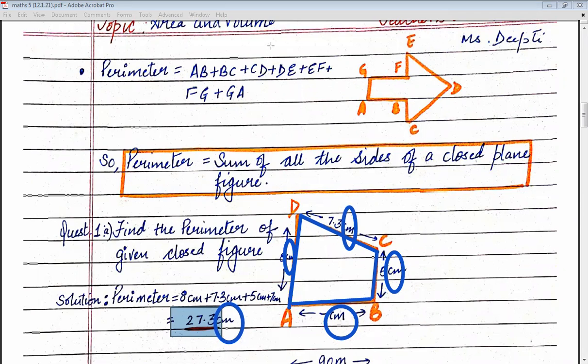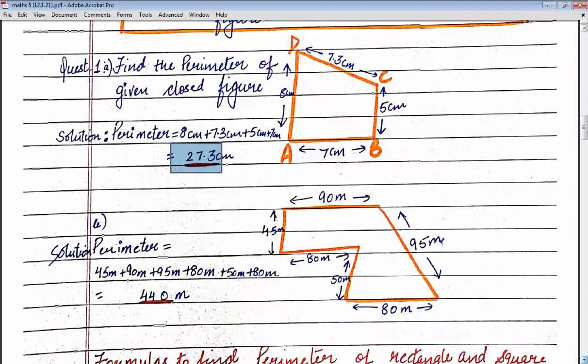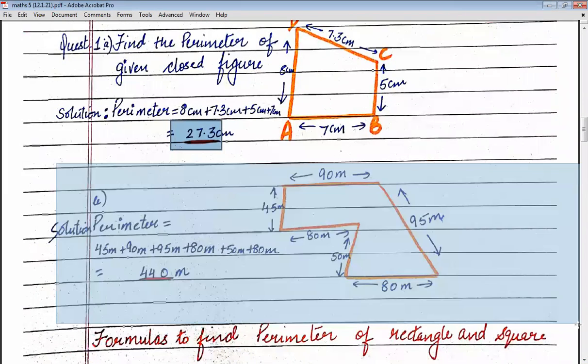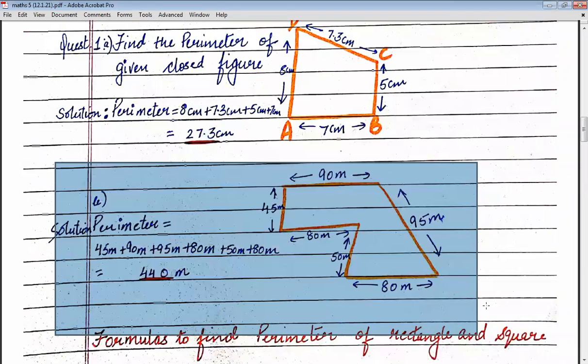So what will be the answer of this question? So your perimeter is equal to 27.3 centimeter. Okay students, I hope you are clear with the part A. Now let us discuss the part B. Again in this you have to find the perimeter.